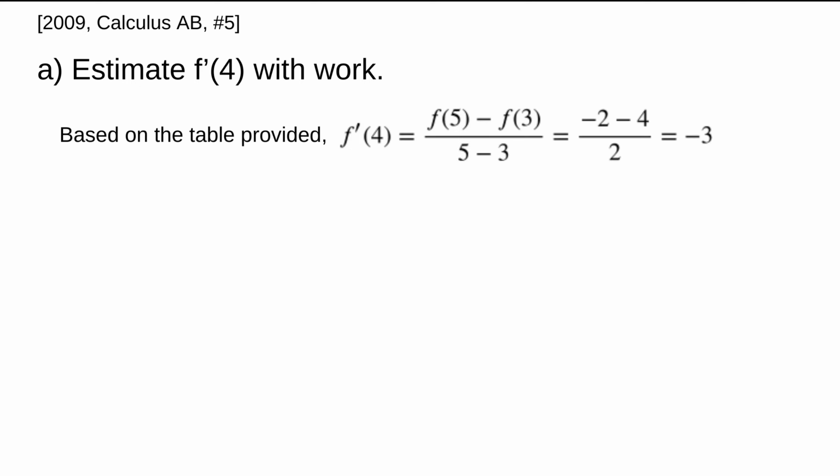So assuming we use x equals 3 and x equals 5, the derivative of f at 4 would just be f of 5 minus f of 3 over 5 minus 3. Those values we get directly from the table. F of 5 is negative 2, f of 3 is 4. So we get negative 2 minus 4 all over 2, which is negative 6 over 2, which is negative 3.